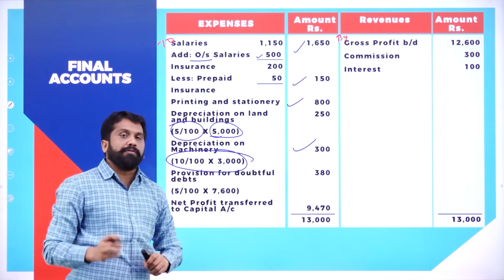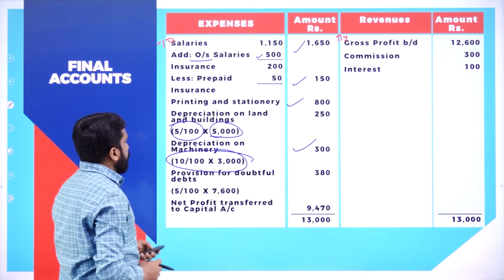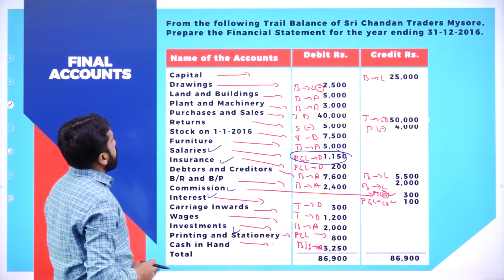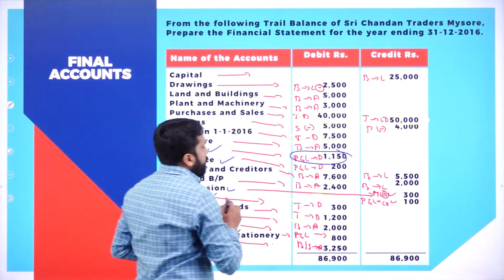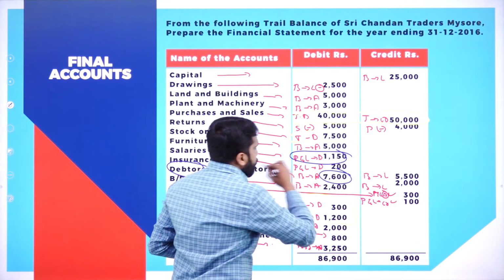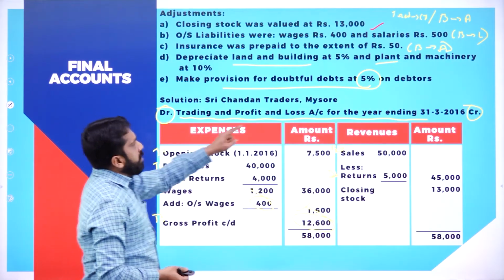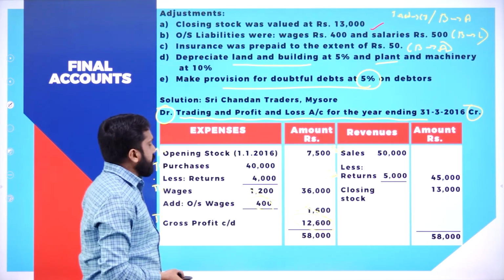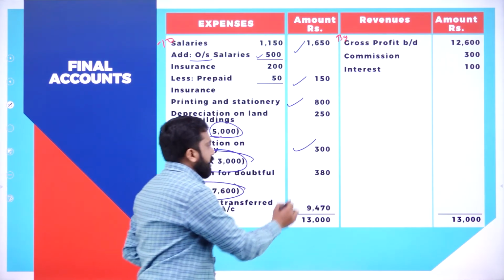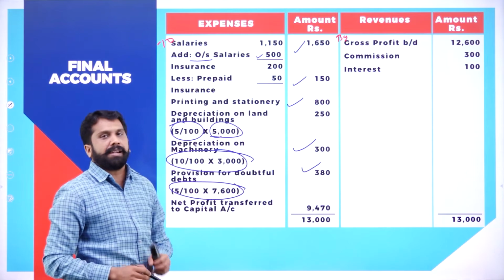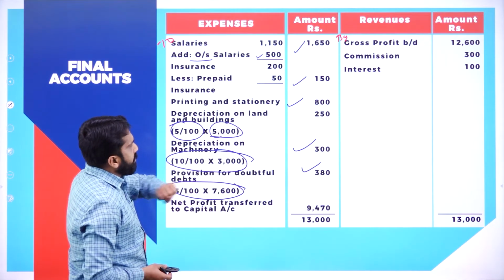Again, doubtful debts will be calculated on what? Debtors. Now, we'll go back to your debtors. Where is your debtors? Yes, this one. How much do you have? 7,600. What is the percentage? It is 5%. Now, 7,600 into 5%, it will be 380. Hope you're clear.